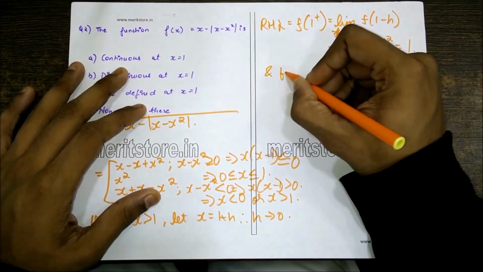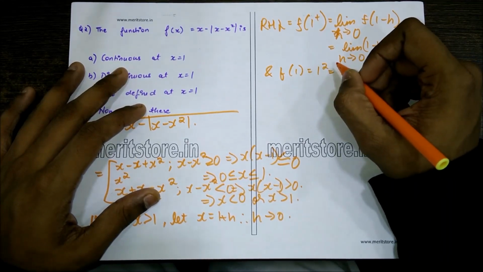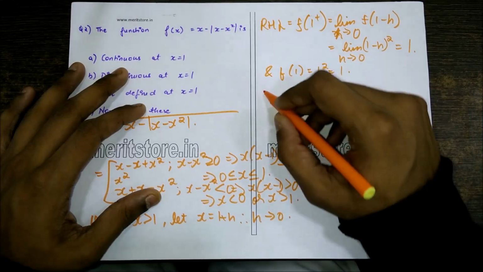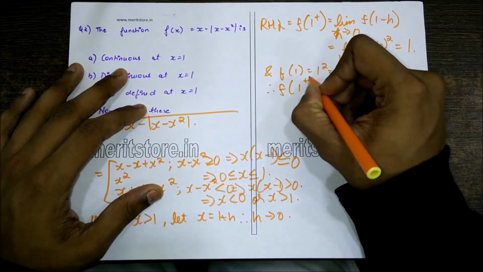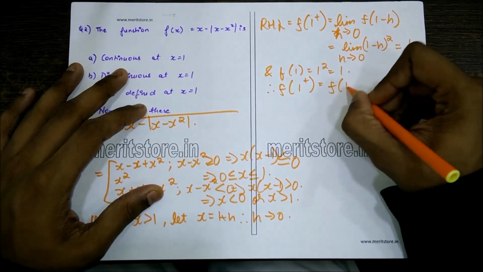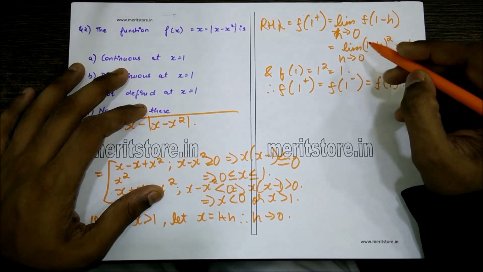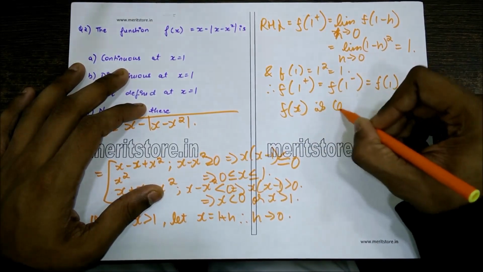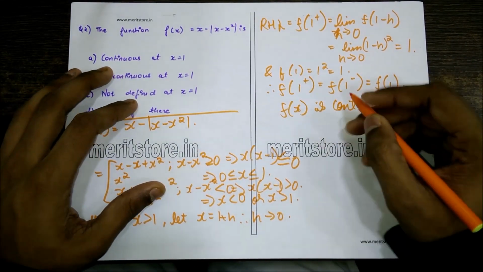And we could also write f of 1 is equal to 1 square, which is 1, because f of x is equal to x square. So therefore we can write f of 1 plus is equal to f of 1 minus, which is equal to f of 1. Therefore, f of x is continuous at 1, which is option A.